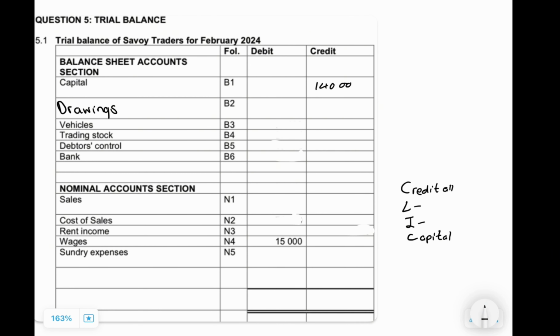Using the DEAD CLIC principle again, your drawings falls under the DEAD, right? And DEAD stands for debit all your expenses, your assets, as well as drawings, meaning your drawings amount will be debited.